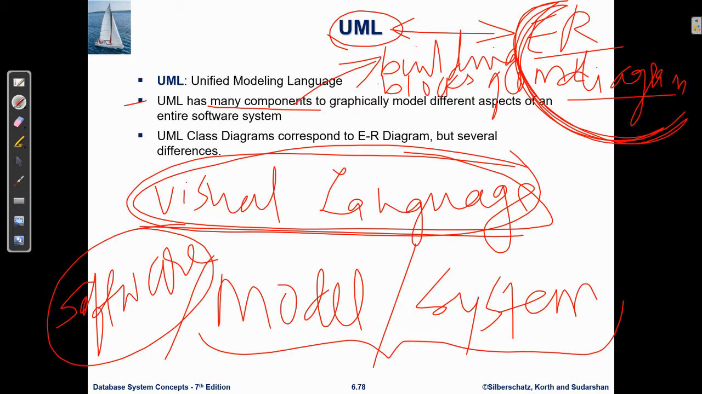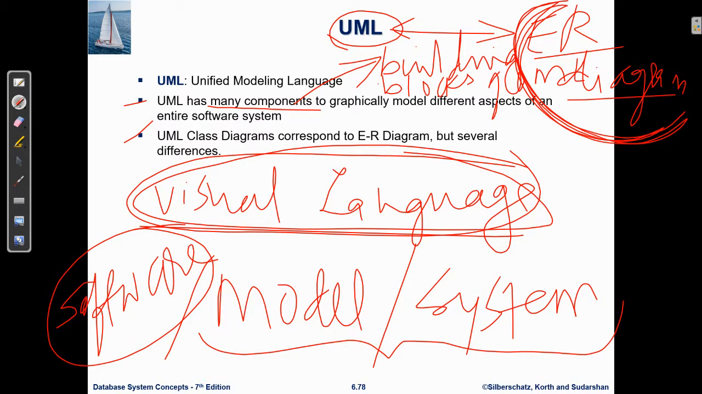So UML has many components to graphically model different aspects of an entire software system. So this can be shown in a graphical way, in a graphical model. The third point: UML class diagrams correspond to ER diagrams, but with several differences. This third point is important. A question can be asked to write a short note on the differences between UML and the ER diagram.